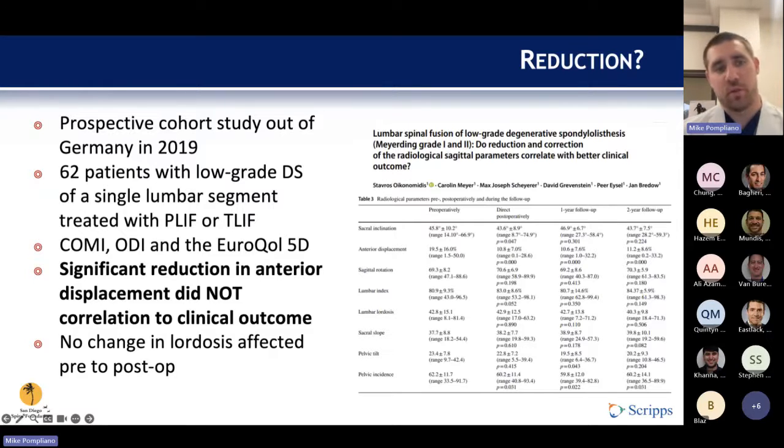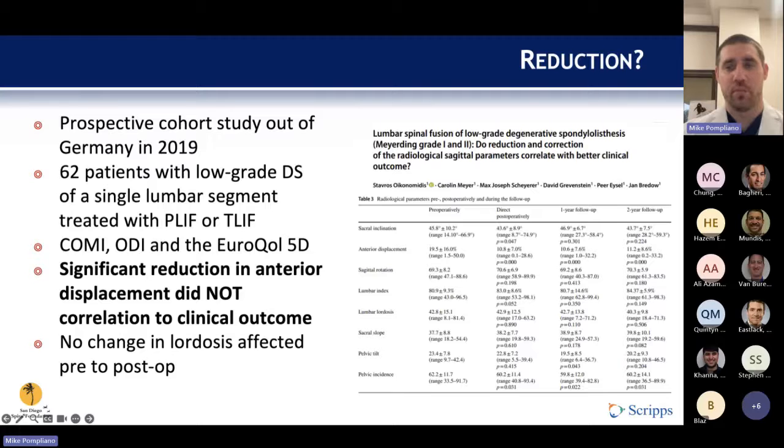This was a prospective cohort study out of Germany in 2019, looking at 62 patients with low-grade degenerative spondylolisthesis at a single lumbar segment. They used posterior lumbar interbody or transforaminal lumbar interbody fusion. They found a significant reduction in anterior displacement that did not correlate to clinical outcome, and no change in lordosis from pre- to post-operatively, as expected.